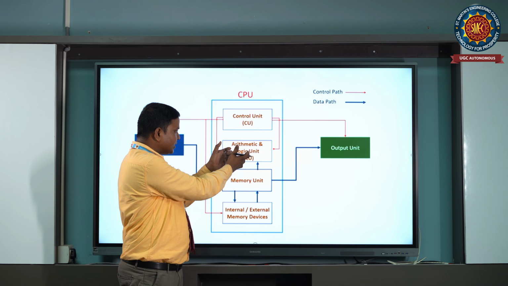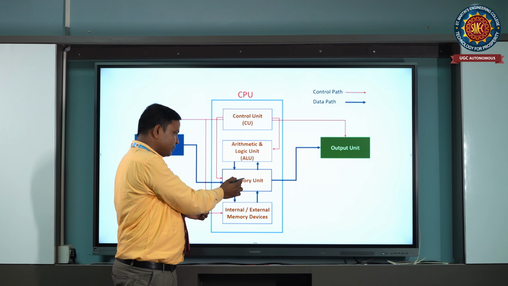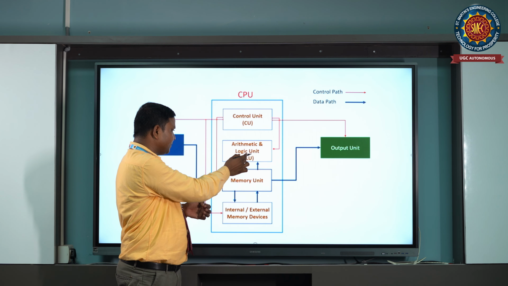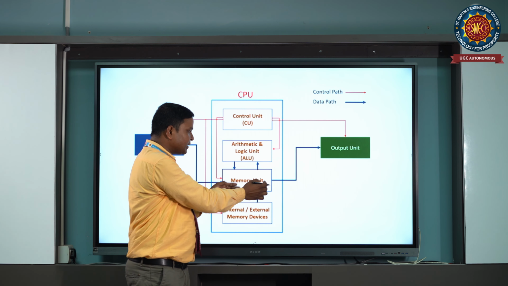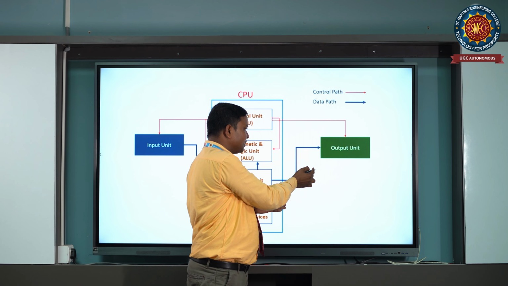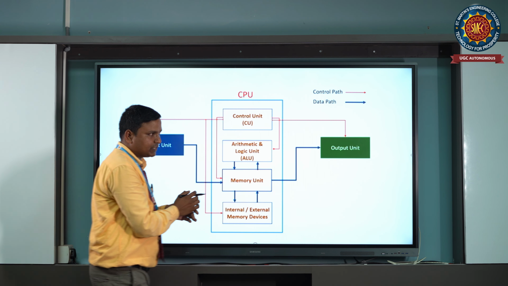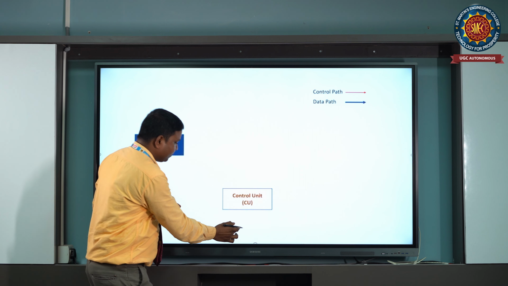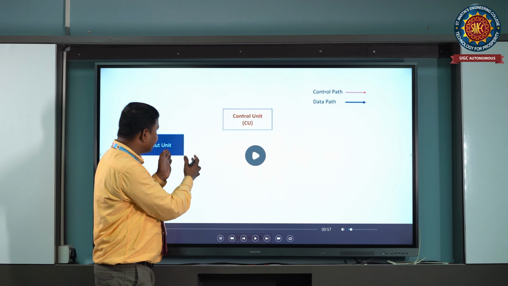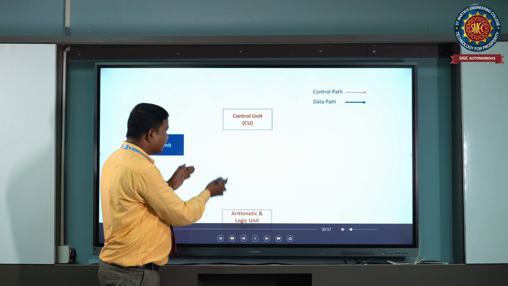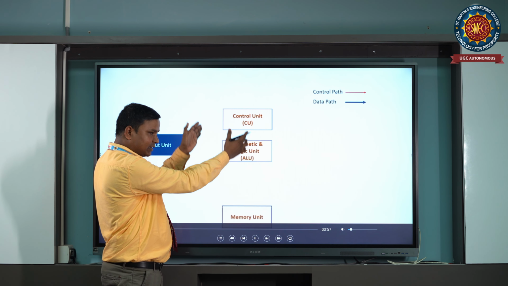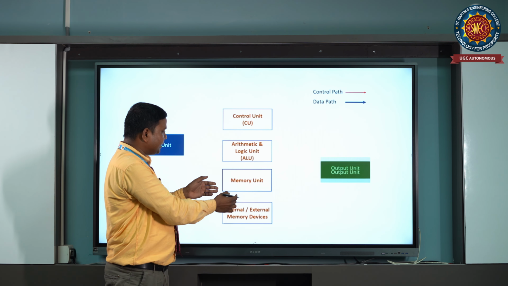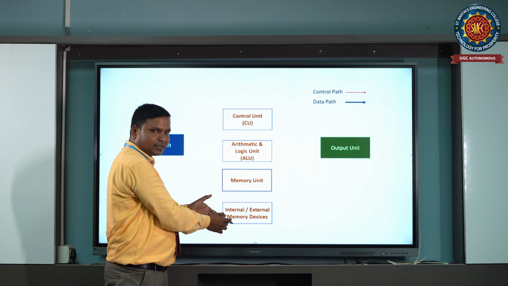So here above is the arithmetic logic unit. The memory unit will communicate with the arithmetic logic unit, and after execution of the instruction, the result is transferred to the memory unit, and the memory unit transfers the particular data to the particular output devices. So this is the input devices. These input devices will be connected to the arithmetic logic unit, the control unit, and the memory unit and internal external devices.